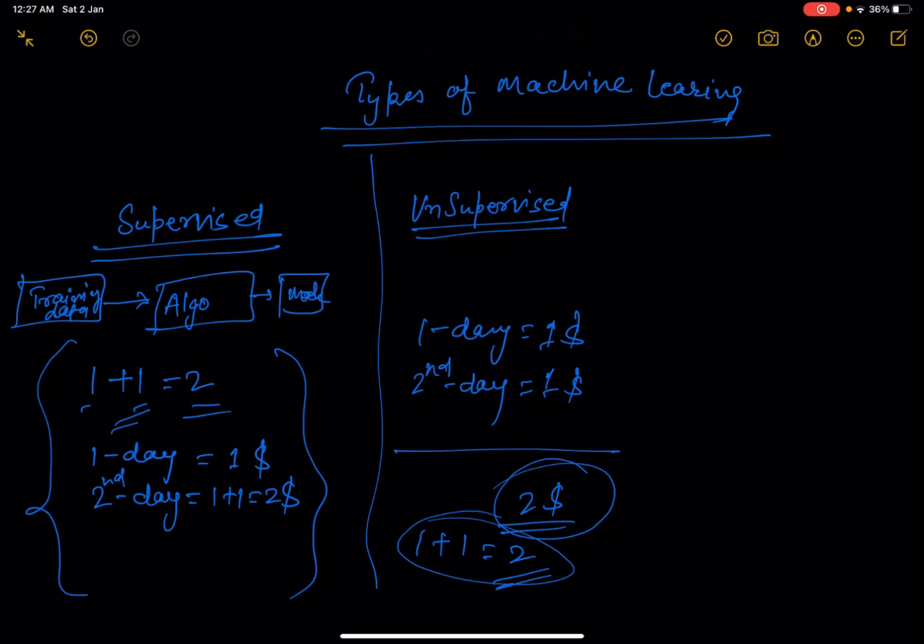Similarly, in this model, we will not provide any training data. We will just provide the data. On the basis of this data, it will categorize it, like this type of data will come under class A, another type of data will come under class B. So this is how this machine model learns.